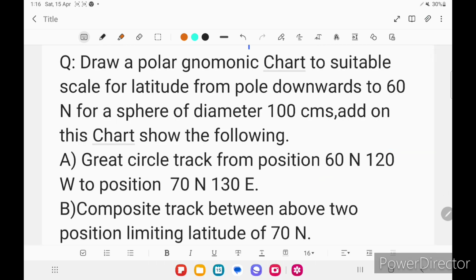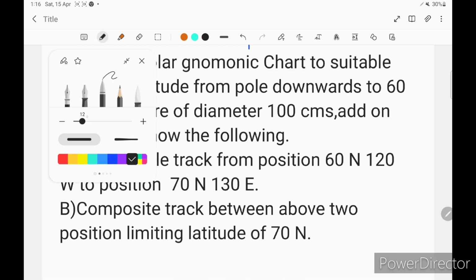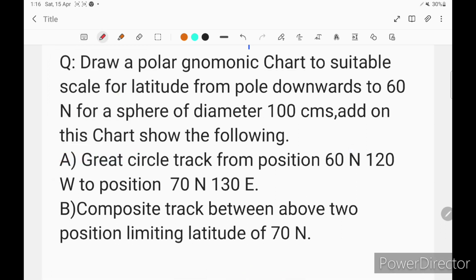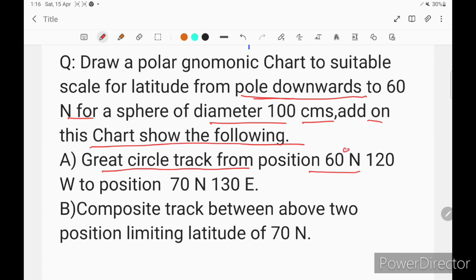Okay, next question is very important and repeated many times during the exams. Draw a polar Mercator chart to a suitable scale for latitude, pole downwards, in the center is the pole to 60 degree north for a sphere of diameter 100 centimeters. Add on this chart: great circle track from the position 60 degree north 120 degree west to position 70 degree north 130 degrees east.